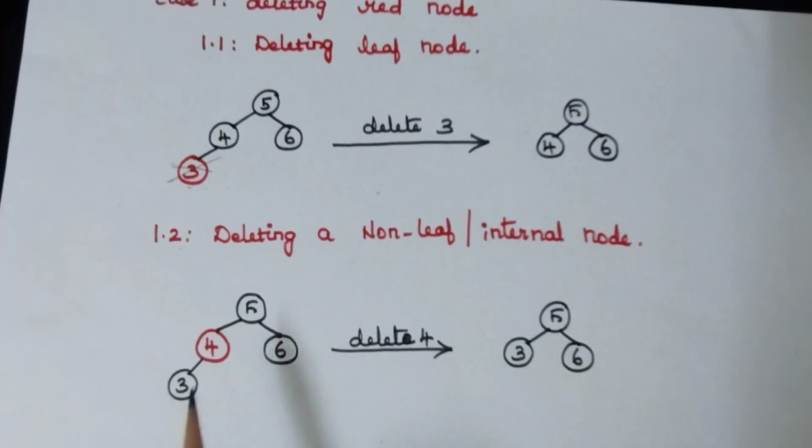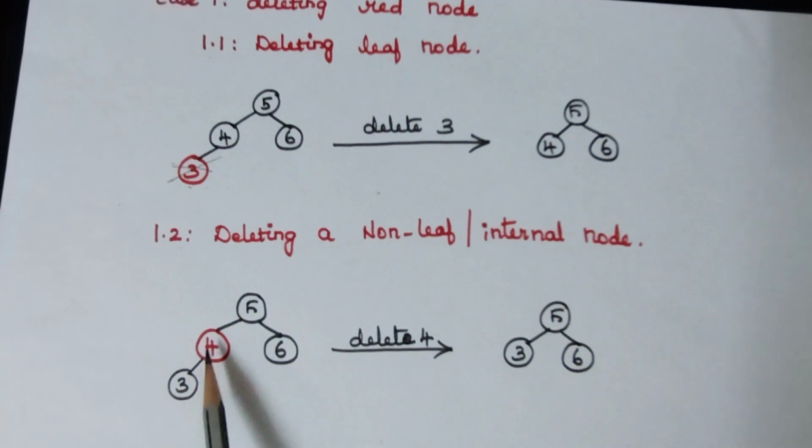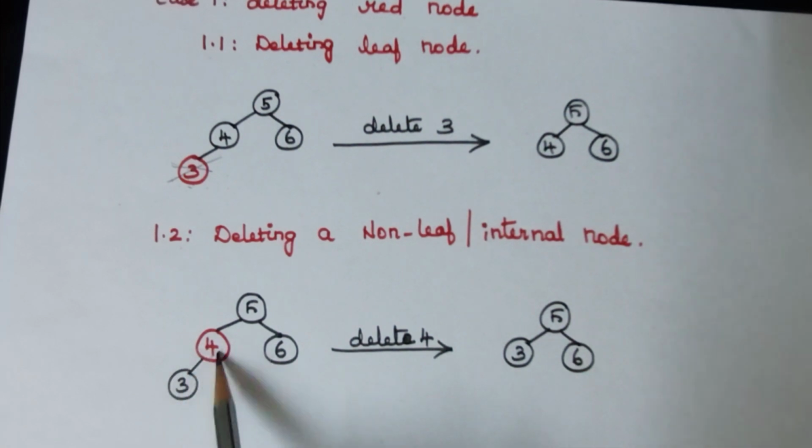And here in this case you can see, I have this tree. In this tree I want to delete value 4, which is red in color, and this is an internal node because it has one child. So if I want to delete this node having one child, first I need to replace this child node with the parent node value. So after replacing it, I can directly delete this 4 from the tree.